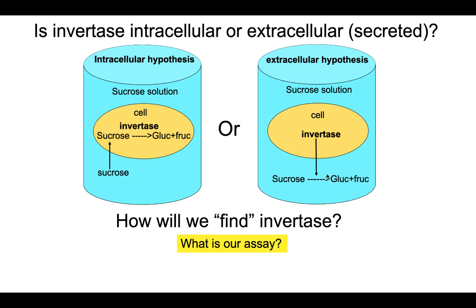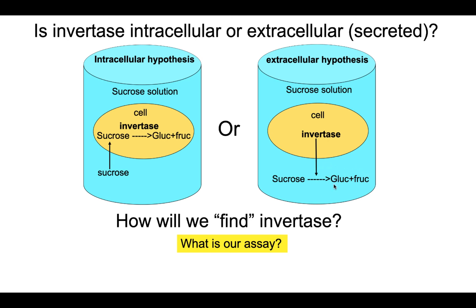One thing to note, and this is going to be important for all of the logic of your experiment: if our intracellular hypothesis is correct, if invertase stays within the cell and breaks down sucrose there in the cell, then glucose and fructose are going to accumulate in the cell. If, however, invertase is secreted, if yeast secretes invertase into the surrounding solution, and there it breaks down sucrose, then our glucose and fructose is going to accumulate in our extracellular solution.